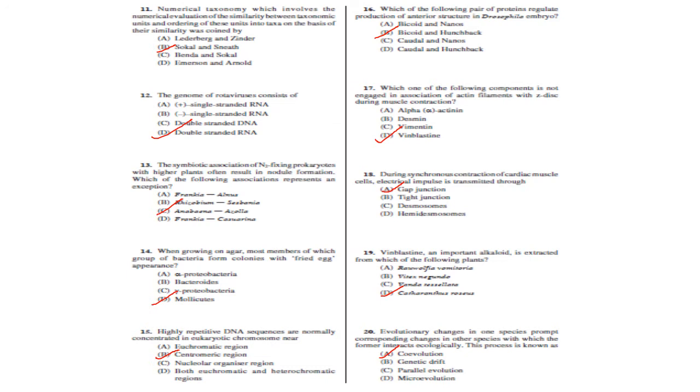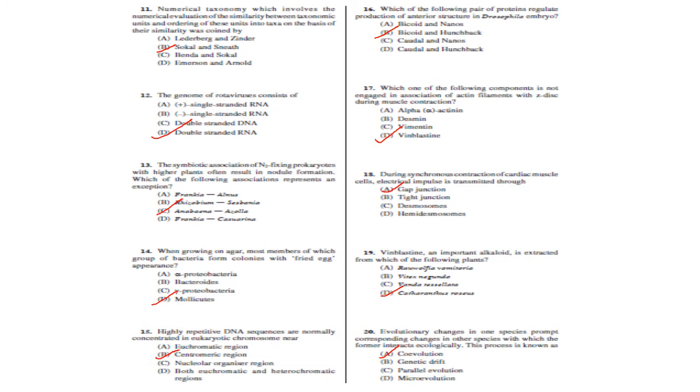So the answer is option D, that is molecules. They do not have a cell wall and form a fried egg appearance. Then the next one: highly repetitive DNA sequences are normally concentrated in a eukaryotic chromosome near its centromeric region. That is the region where highly repetitive DNA sequences are normally found on a eukaryotic chromosome.